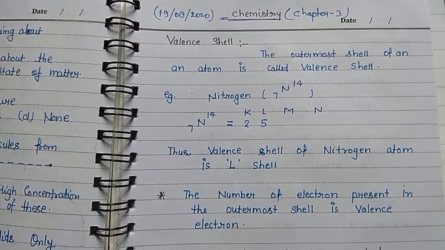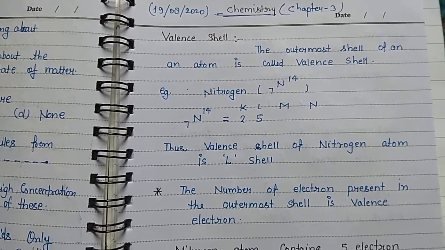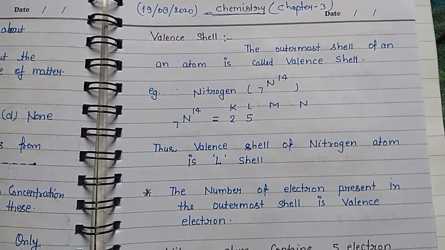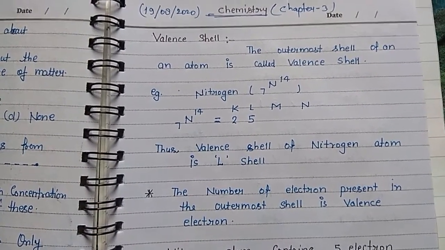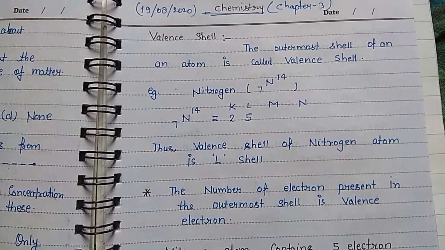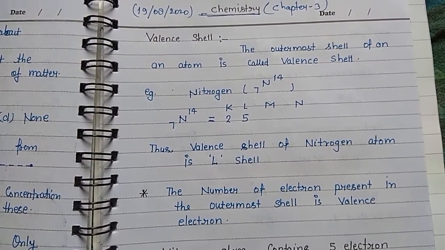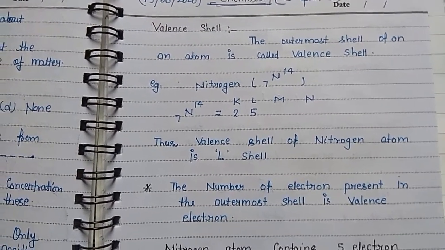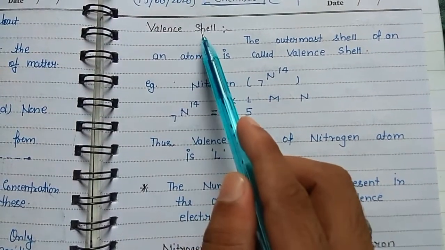Hello everyone, good morning. Before the examination of unit first, we had completed electronic configuration of an element in chapter 3rd. Today we are going to discuss valence cell and valence electron, which is related to electronic configuration of an element. So first point is valence cell.